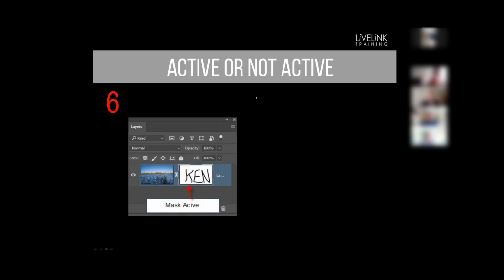Now, important thing, whether the mask is active or not active. Here you've got the mask itself, and when you click on it, you'll get a double line around the outside. And this means that that mask is active, so that when you're painting with black and white on it, you're actually masking.